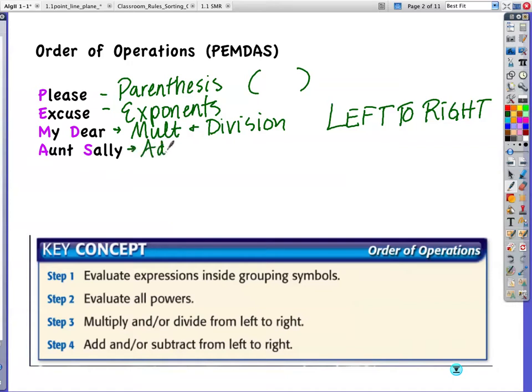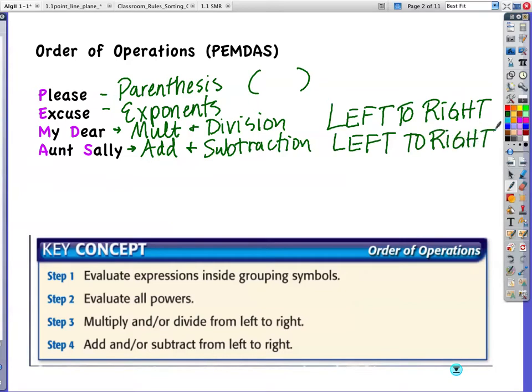And then, of course, Aunt Sally is addition and subtraction. Okay? And once again, you go left to right across your problem. Whichever one you see first is what you do. It's not necessarily addition first and then subtraction. It's in order, left to right.